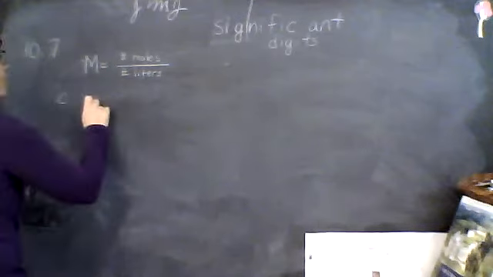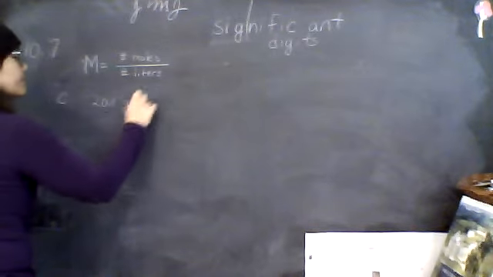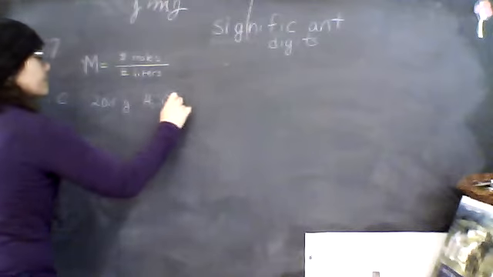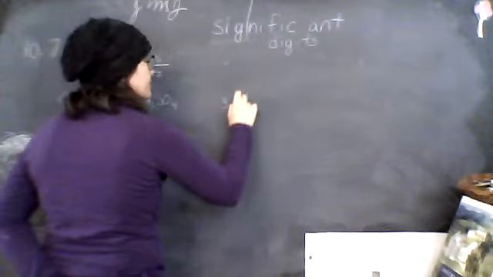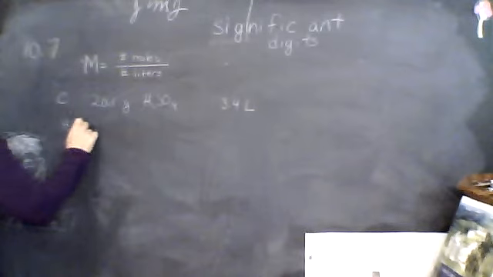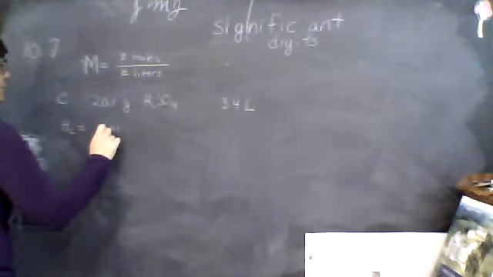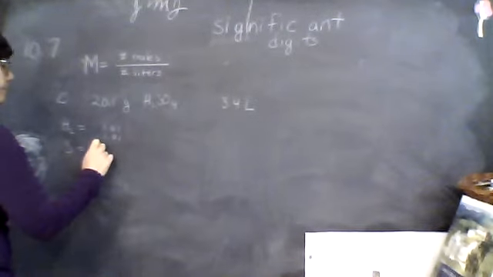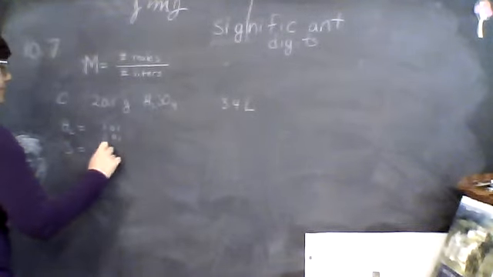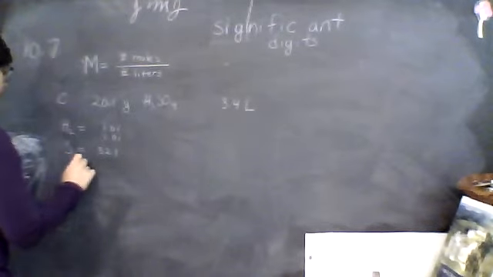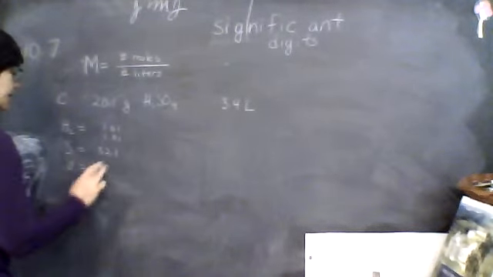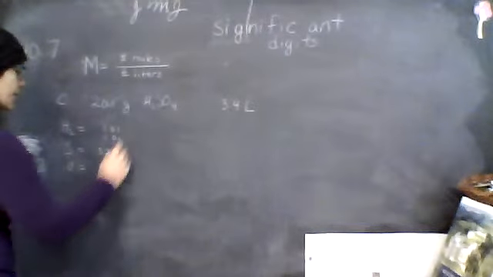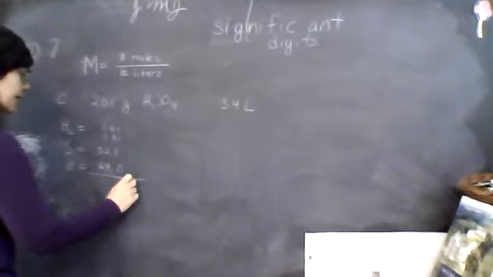Letter C: 20.1 grams of H2SO4 dissolved in enough water to make 3.4 liters of solution. Okay. So first, let's find out how many moles we have. H is 1.01, two of those. S is 32.1, and O is 16.0. That's 64.0 times 4, right? Yeah.